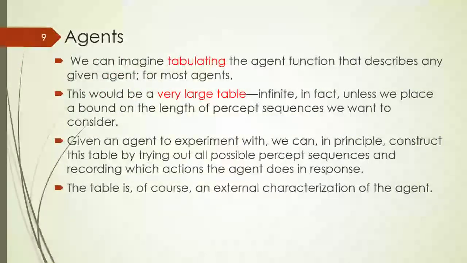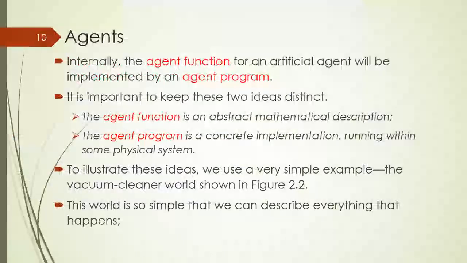Given an agent to experiment with, we can in principle construct this table by trying out all possible percept sequences and recording which action the agent does in response. The table is, of course, an external characterization of the agent. So what do you think? Is it a good idea to have tabulating?